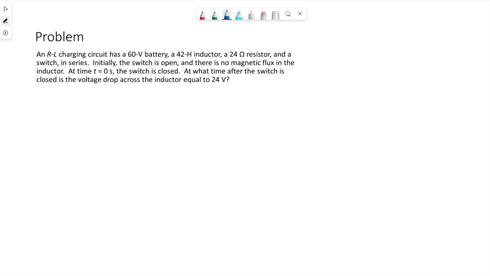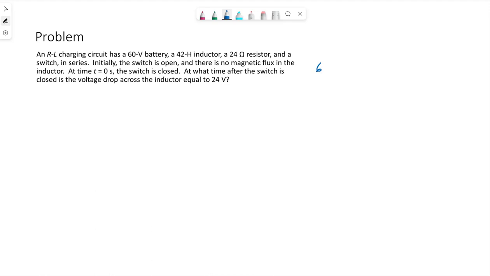We have another example problem here. An RL charging circuit has a 60-volt battery, a 42 Henry inductor, a 24 ohm resistor, and a switch in series. Initially, the switch is open and there is no magnetic flux in the inductor. At time equals 0, the switch is closed. At what time after the switch is closed is the voltage drop across the inductor equal to 24 volts?